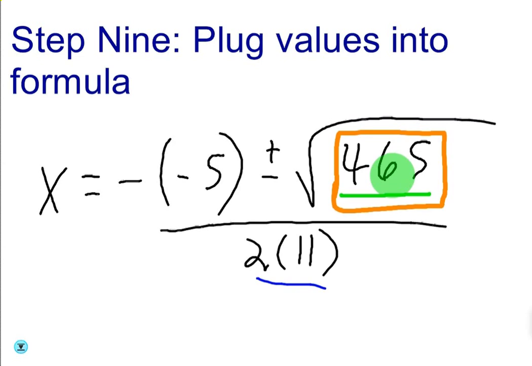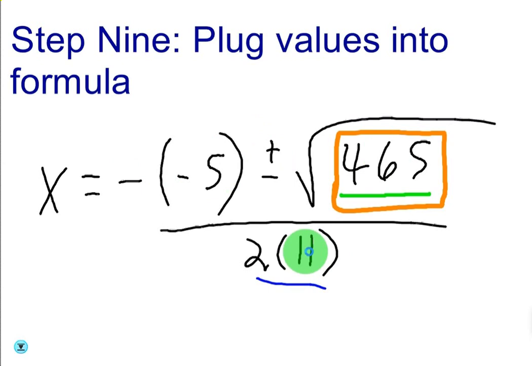Now the thing is, you're going to have two answers. We already determined that with the discriminant, and that's because of this plus or minus. Okay, so one will be negative 5 plus that over 22. Or sorry, it'll be positive 5. That'll simplify to positive 5. The other one will be 5 minus that over 22.